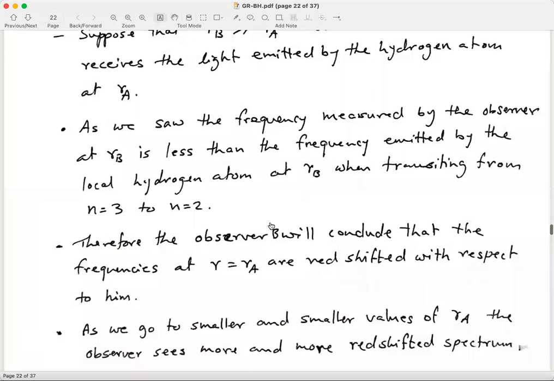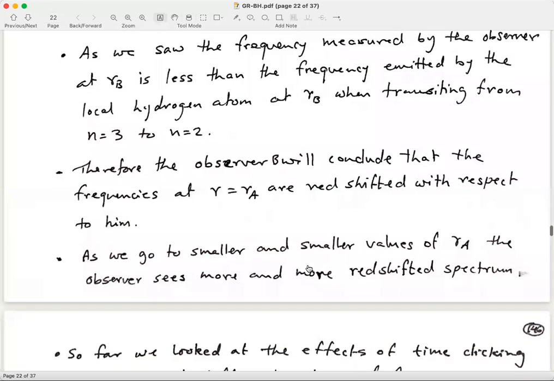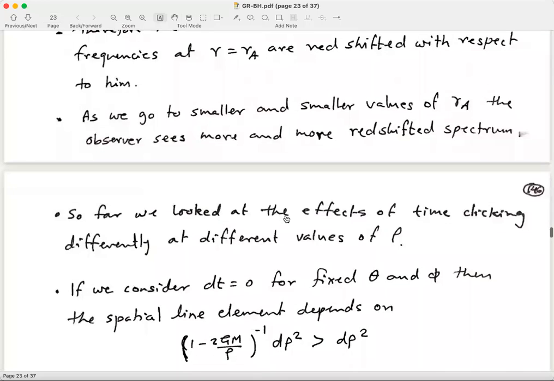And the reason why this is being done is because the observer sitting at R equals RB is comparing the hydrogen atom spectrum in his or her local frame with the hydrogen atom spectrum in the local frame of the observer sitting at R equals RA. And as we said last time, the reason why this redshifting occurs is that when the light goes out from R equals RA to R equals RB, it has to overcome the gravitational potential, and a lot of energy is spent overcoming the gravitational potential, and therefore the effective wavelength of the light measured at R equals RB is larger.